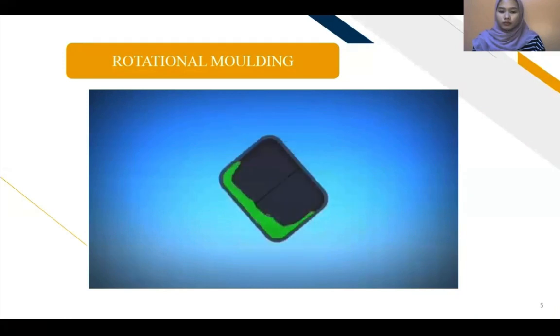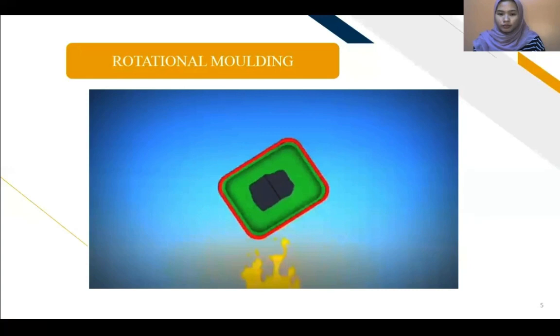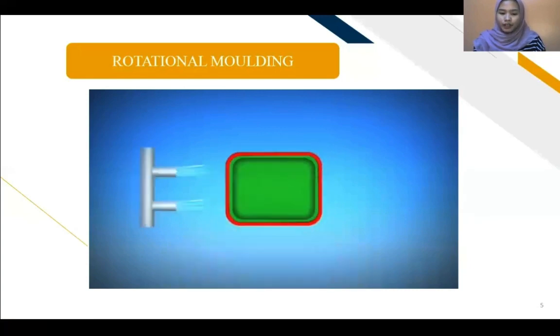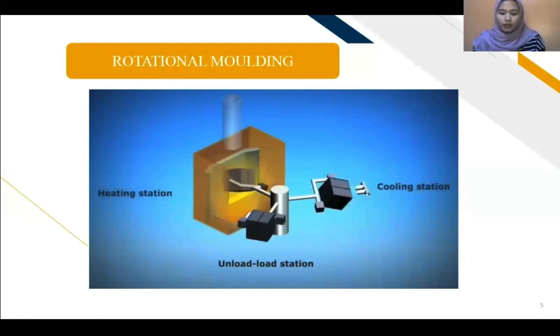Rotational, or rotomolding, starts by putting plastic powder into a hollow metal mold. The mold is heated in a big oven while being turned. Second, plastic powder melts into the inside of the mold, which is then cooled. Then the finished part is pulled out and more plastic put into the mold to start the process again.